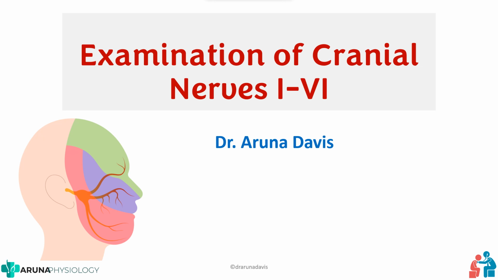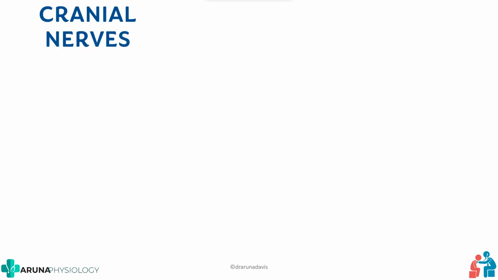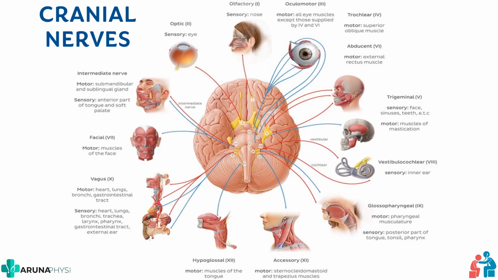Hi all. In this video we're going to see about the examination of cranial nerves 1 to 6. We know that there are 12 cranial nerves in our body, and examination of cranial nerves is a part of the physiology practical exam. So in this video we'll be seeing the first half, which is cranial nerves 1 to 6, and how to examine them. So let's get started.